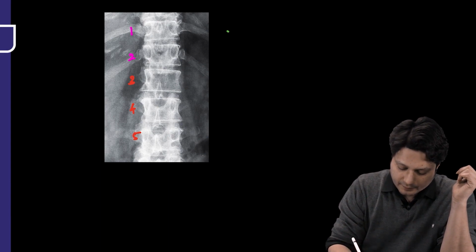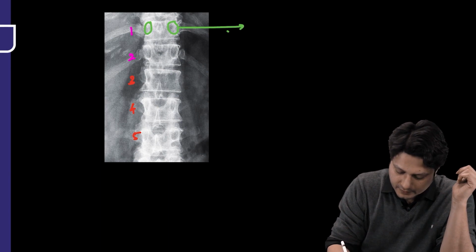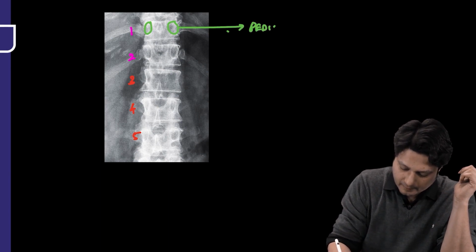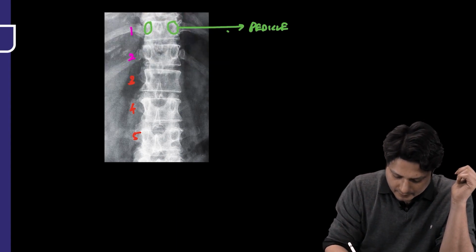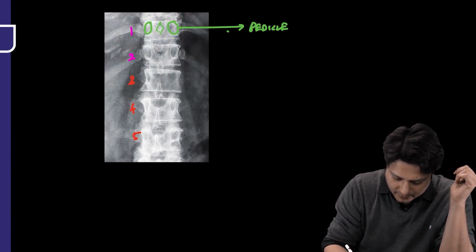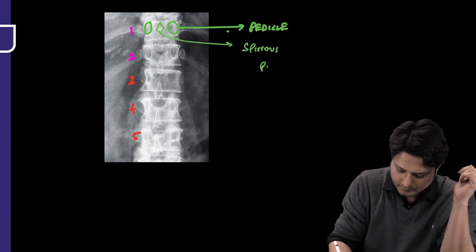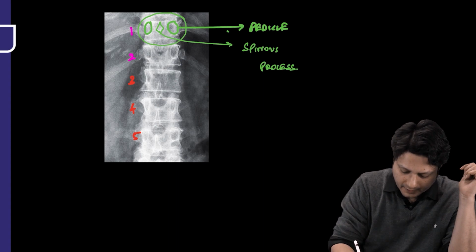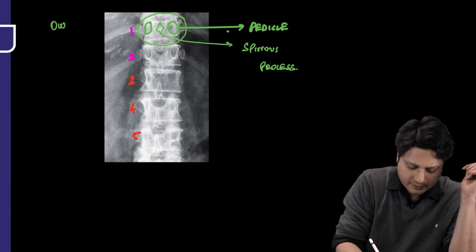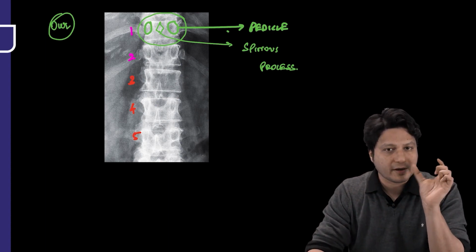Now what is happening? If you look at this, these are the pedicles of the vertebrae. So this is a pedicle. On the other hand, if you look at this structure, this one is the spinous process of the vertebrae. All right. Now, if you combine both of them, it appears like the face of an owl. This entire anteroposterior view of the vertebrae appears like the face of an owl.